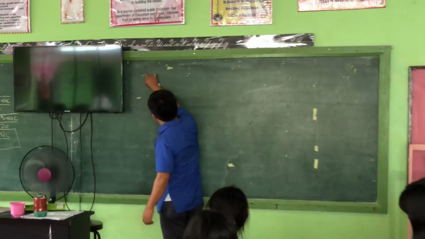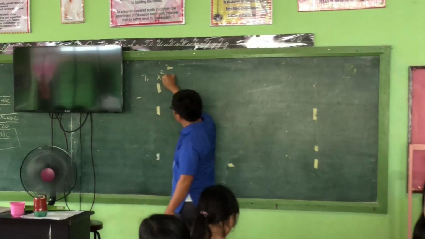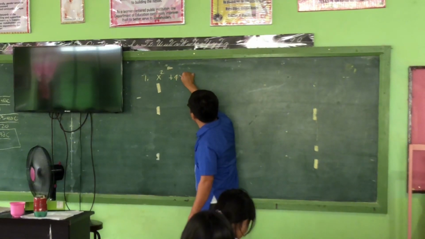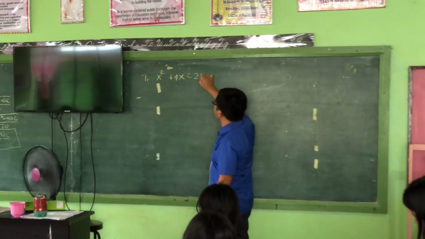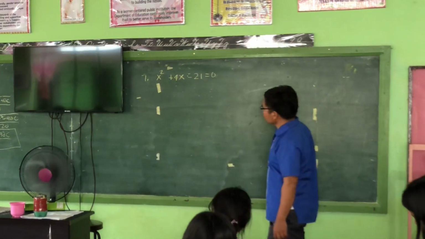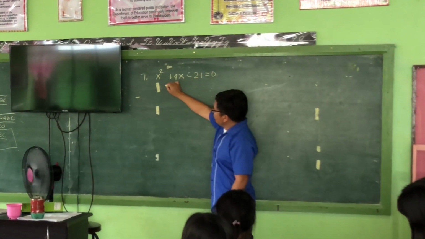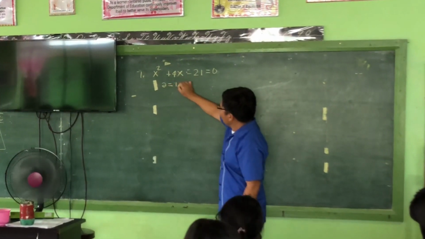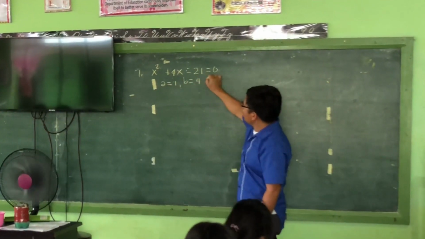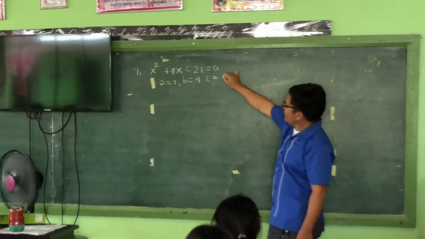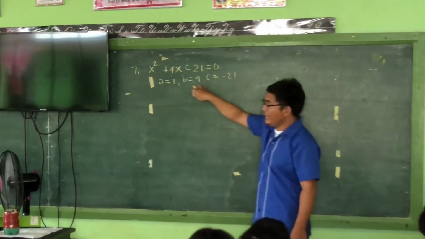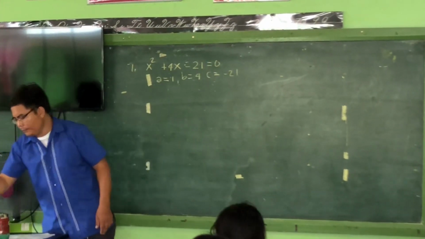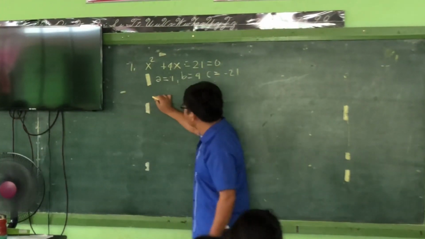Sample number 1. Let's have x squared plus 4x minus 21 equals 0. What is the value of a? A is 1, B is 4, and C is equal to negative 21. Substitute in the quadratic formula. What is the quadratic formula?